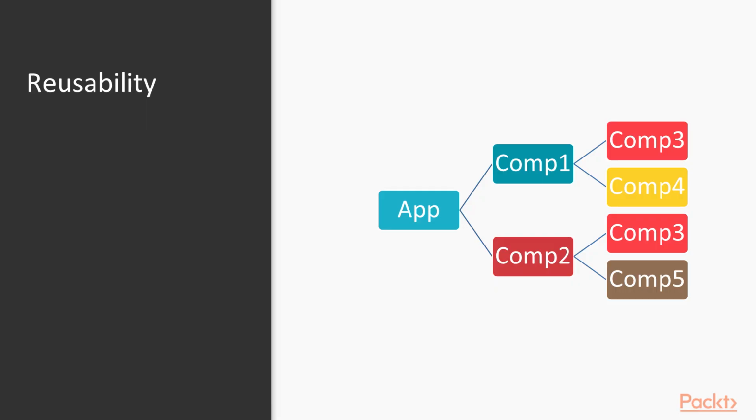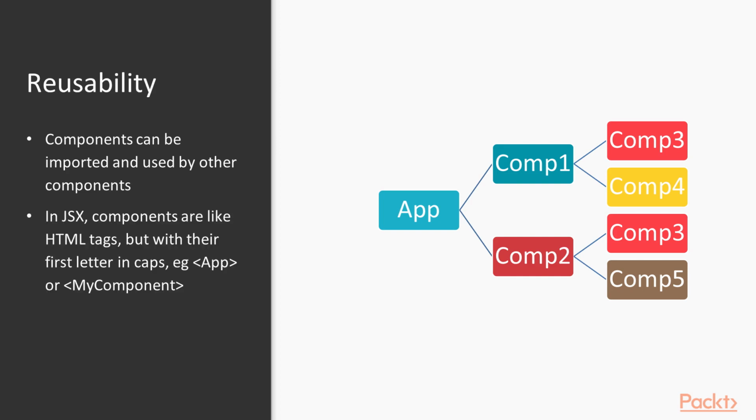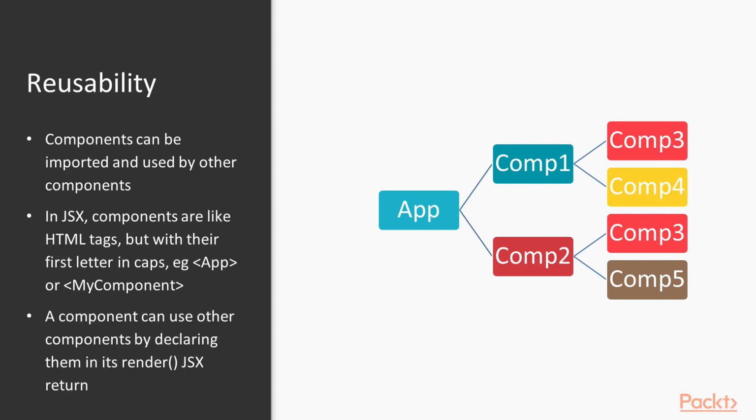React components are designed to be reusable. They can be imported and used by other components. So if we can write our components in a generic way, we can use them in lots of places. In JSX, components are like HTML tags. Their first letter is always capitalized, unlike say div or p or h2, which have the first letter in lowercase. JSX components are always capitalized, like capital A App or capital M MyComponent. A component can use other components by declaring them in its render JSX return.